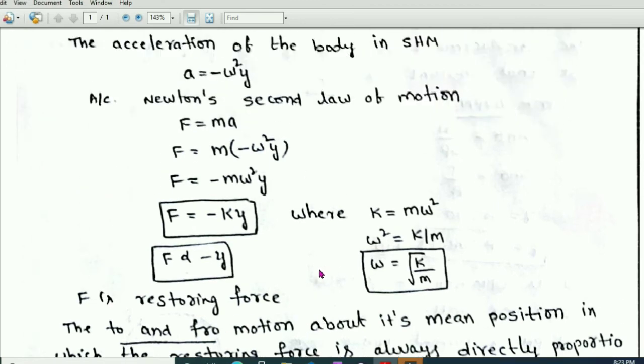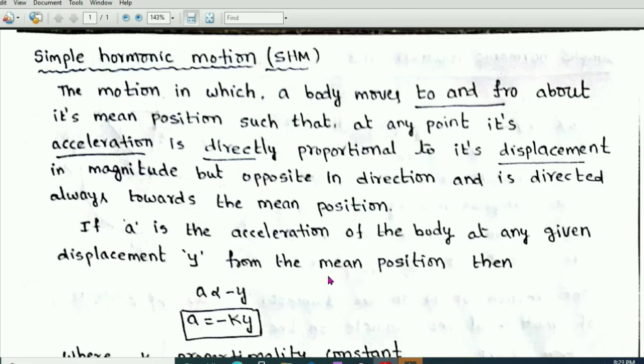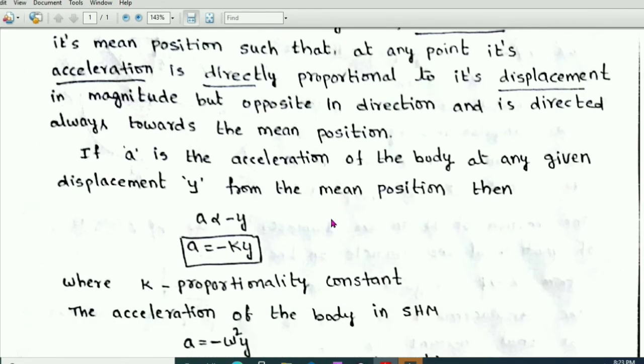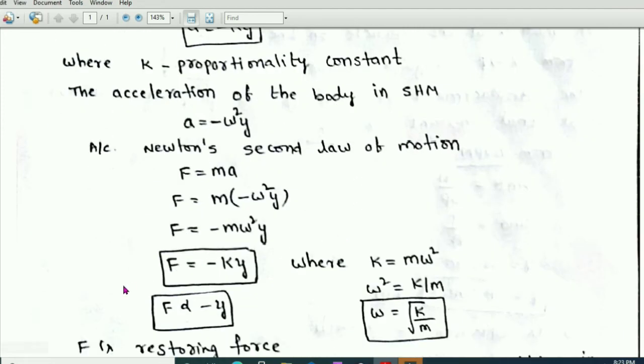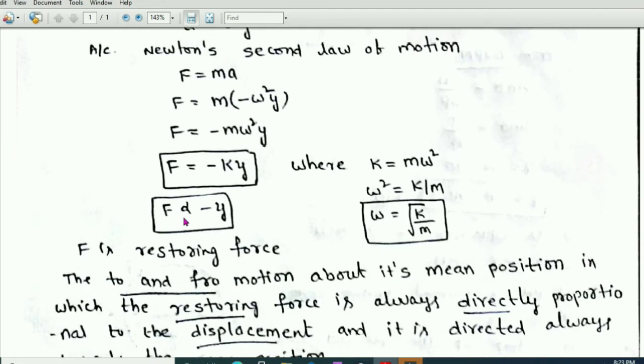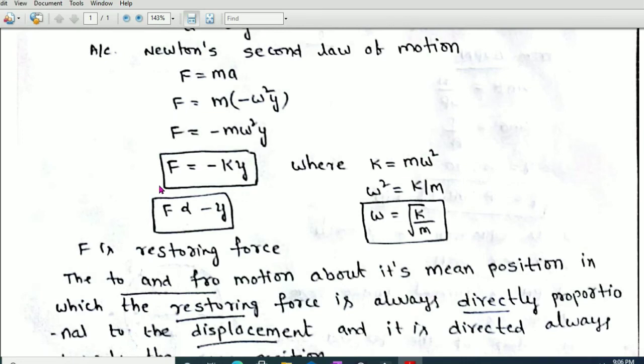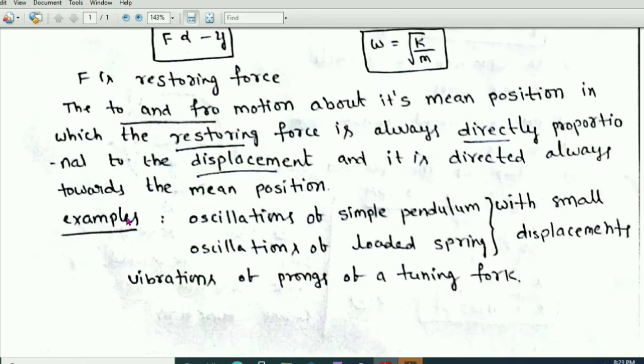So we can define simple harmonic motion in two ways. One is the first definition, A proportional to minus y. Another definition of simple harmonic motion is F proportional to minus y. This is also called the force law of simple harmonic motion. Now, let us discuss examples of simple harmonic motion.